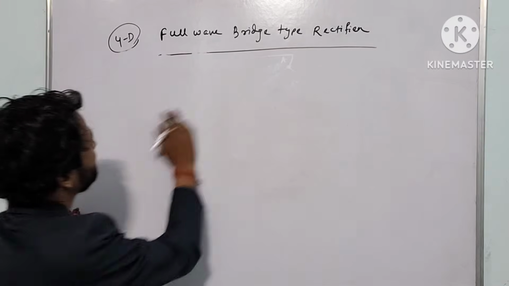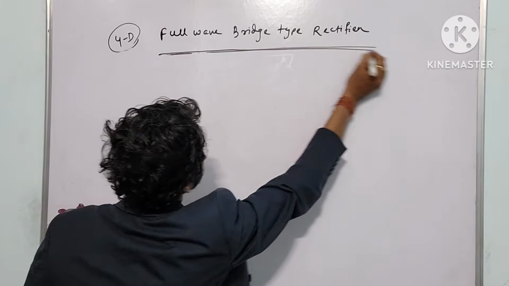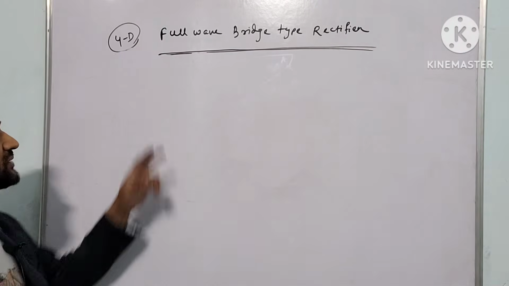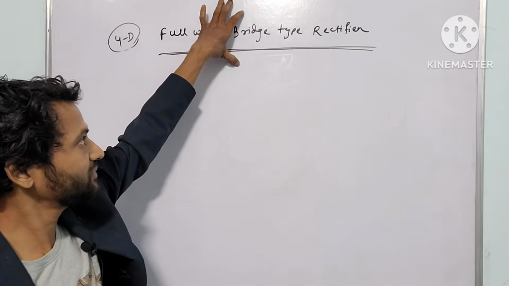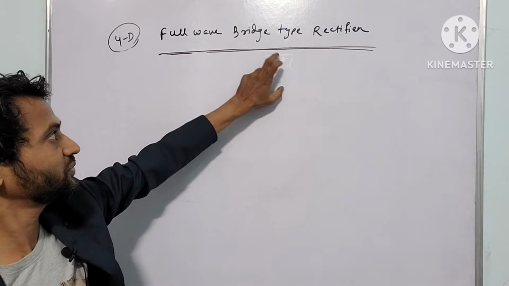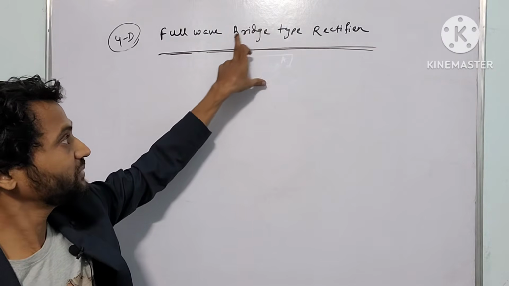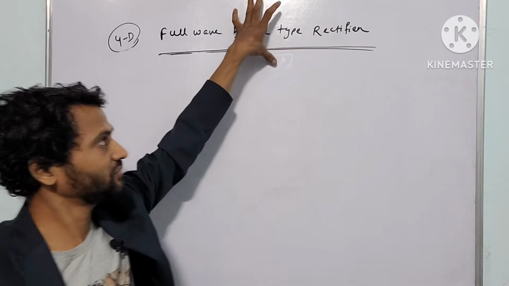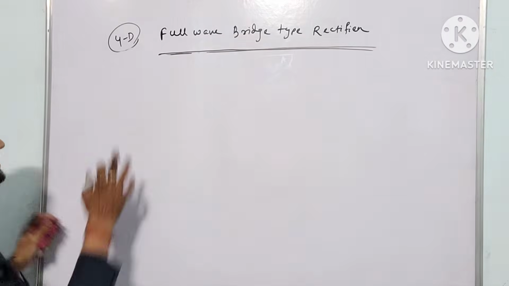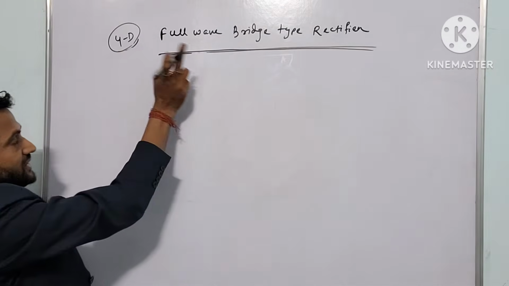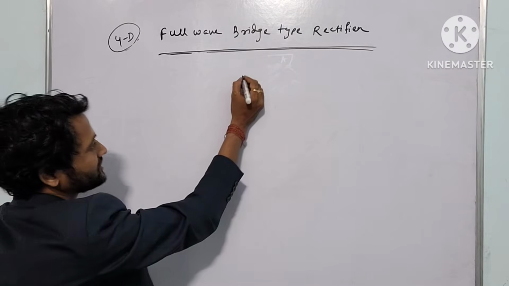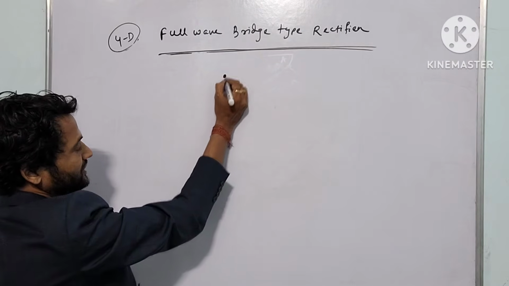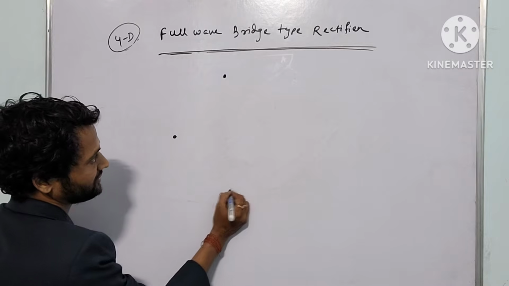Okay, so now we will discuss a very interesting and important part, that is the full wave bridge type rectifier. The construction, the circuit symbol, how to draw the circuit diagram of the full wave bridge type rectifier, and what is the working principle. This is a bit tricky. As I have told, how many diodes will be connected?